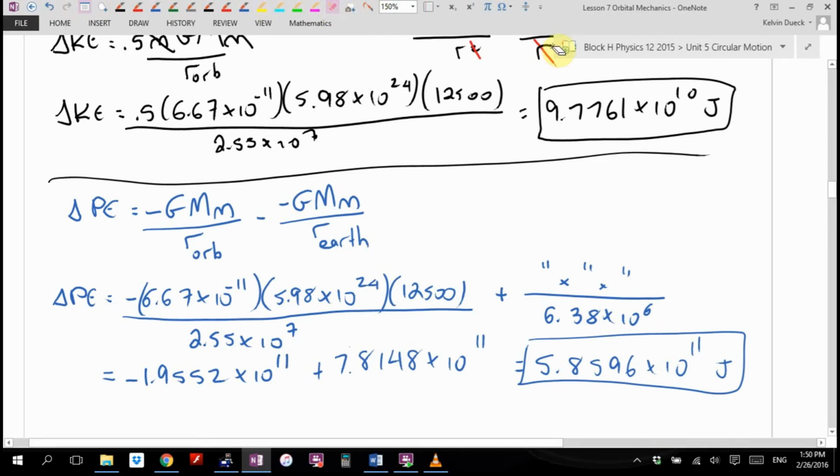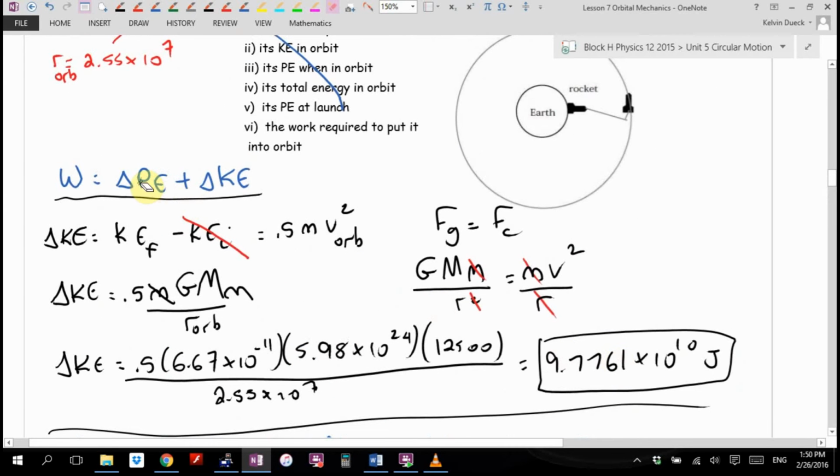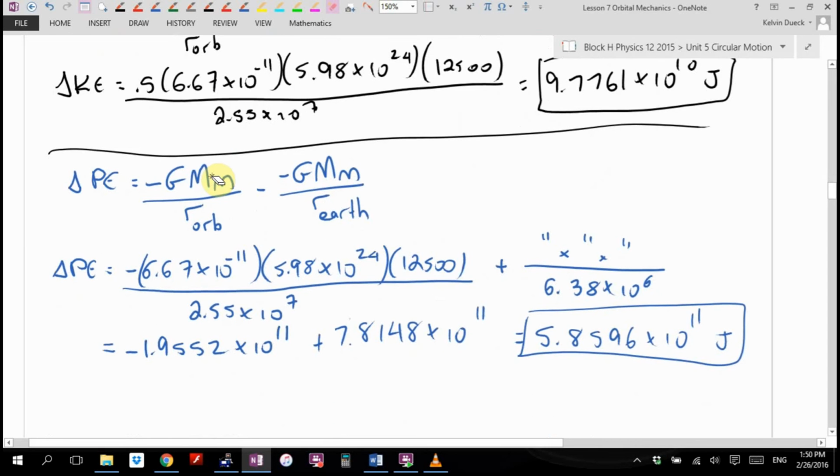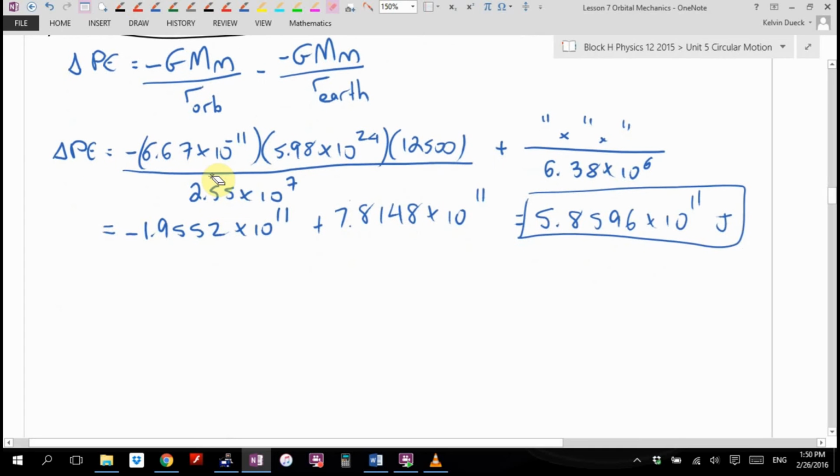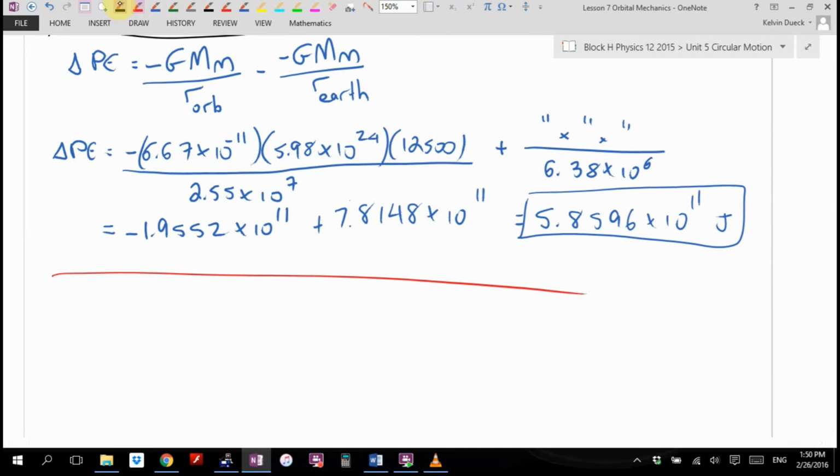Kiowa, did you help us find the change in kinetic? Say yes. Kevin, did you help us find the change in potential? Yes. Well, what's work? It's the change in potential plus the change in kinetic. I'm going to add up the two boxes. And yeah, this is a lot of work. Every pun intended that time.